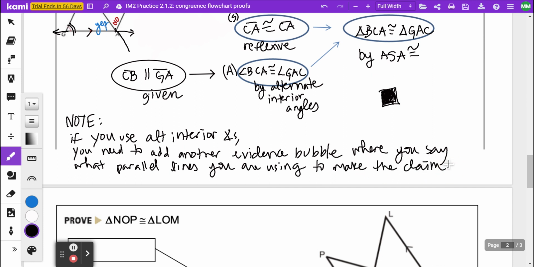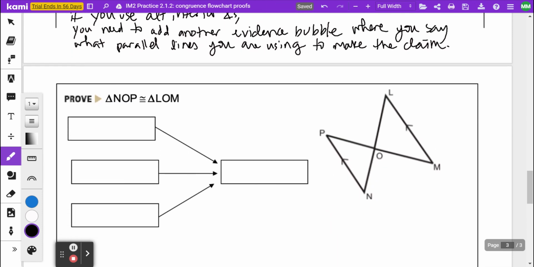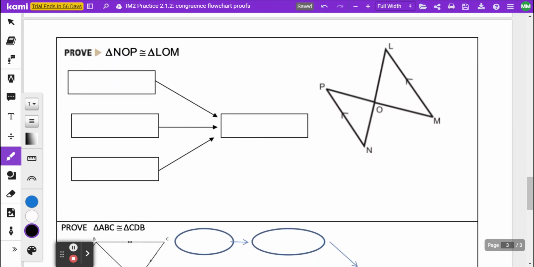Period. Moving on. Parallel lines again. Are we going to use them? Let's investigate. As a hint, there aren't any extra bubbles added onto this proof. Okay, but let's still check this out. I have angle O is congruent to angle O.